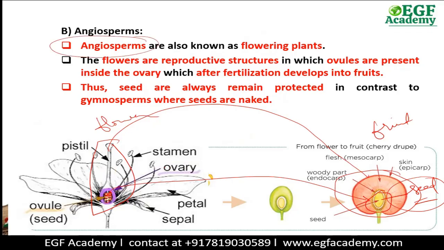That's why in the angiosperm plants, the seed is inside the fruit. While in the gymnosperms, because they have no flowers, their seeds are naked seeds. They are not inside any fruit. Only in the angiosperms, the seeds are found inside the fruit.